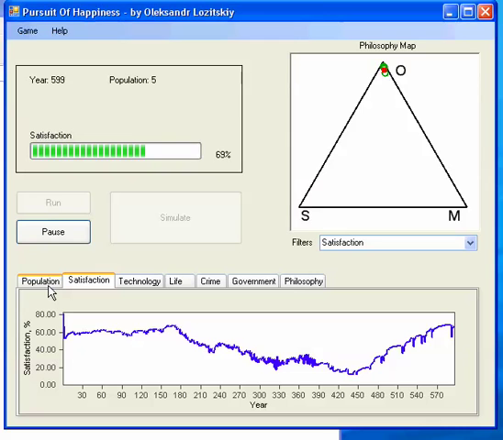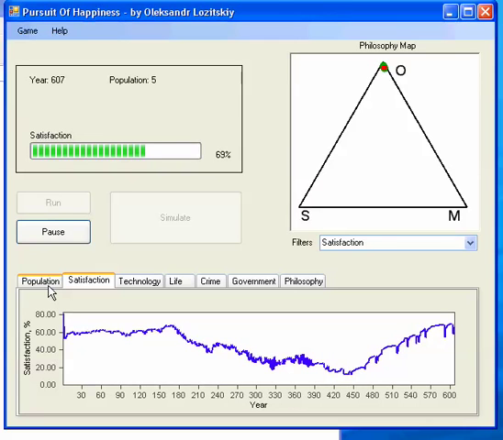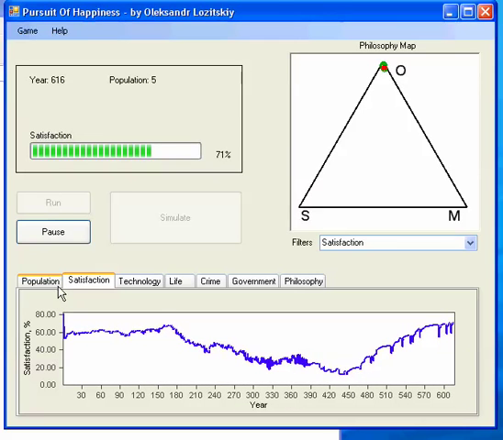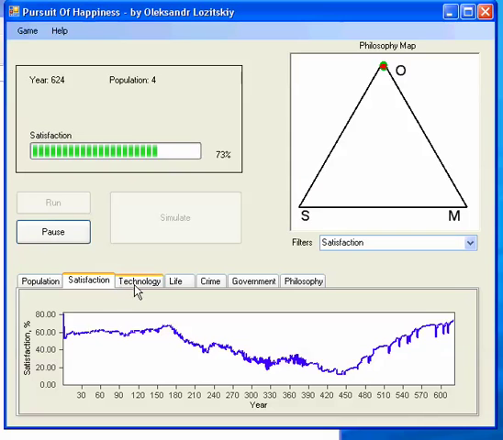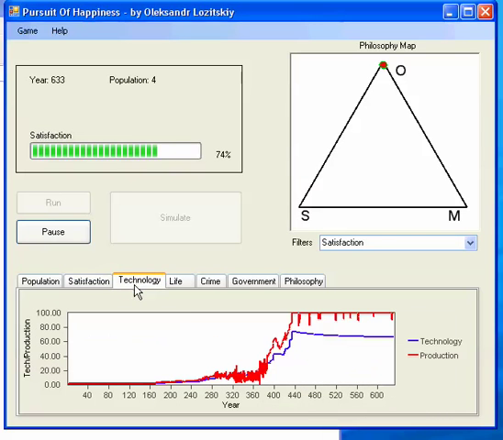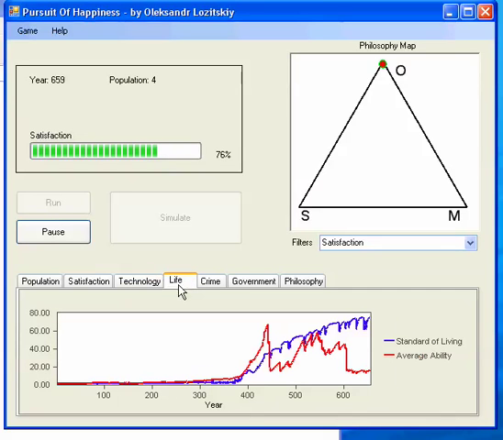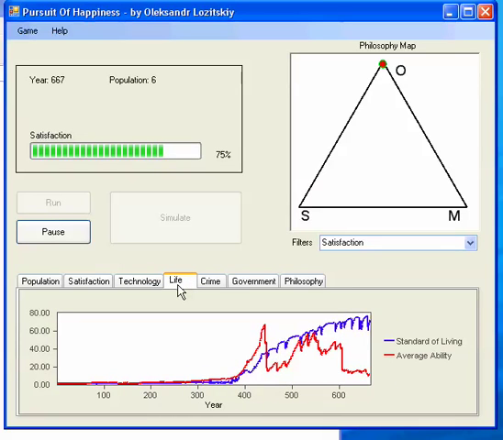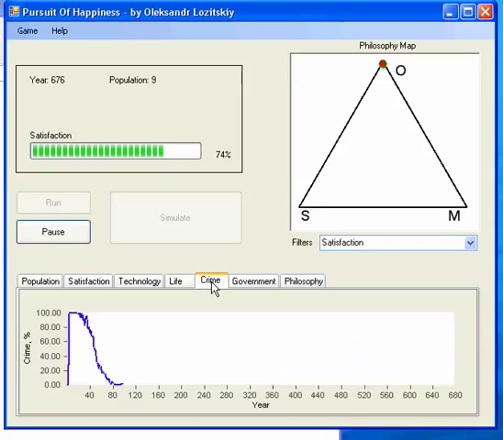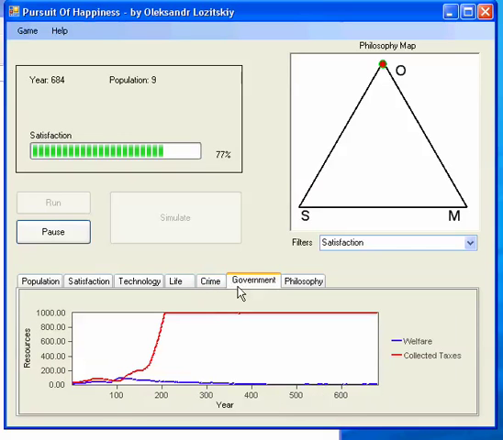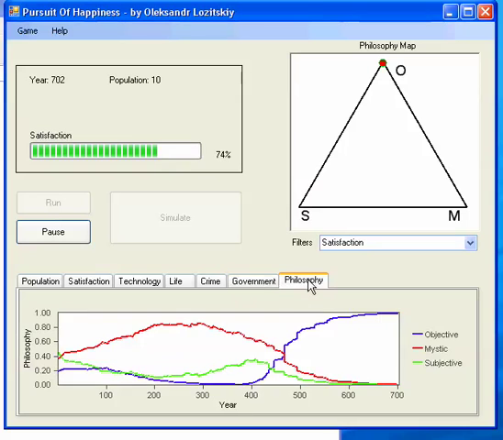They've got good technology. They're as productive as they can be. Their standard of living is going up and up and up. There's no crime. Government's still taking their share. Unfortunately, the government setting was hard coded, and look at that. The mystic suddenly dropped to nothing, and the objective took over, and now we've got 10, 12 people, and so this may just stabilize, and we may have just seen the birth of a new society here.